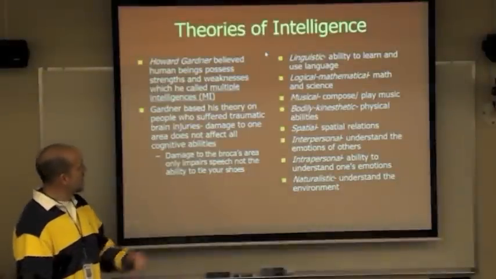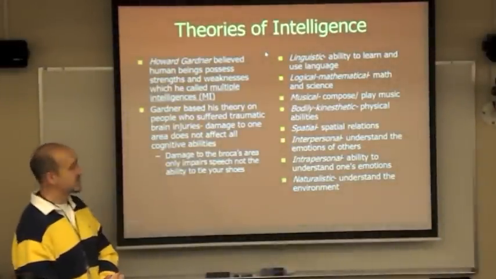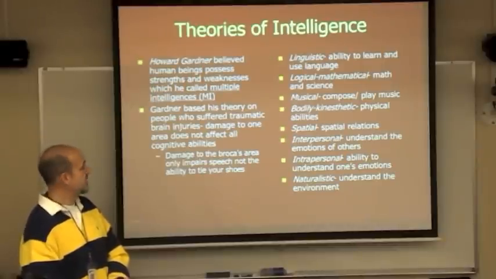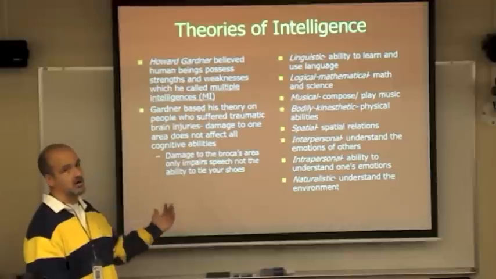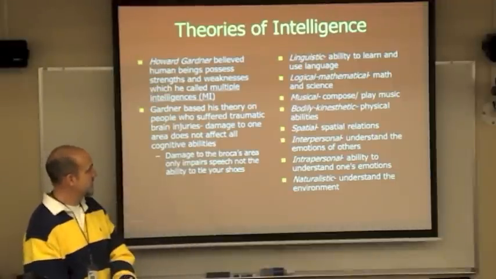Now, another popular theory of intelligence, in fact, a lot of people agree with this one, was Howard Gardner's theory of multiple intelligences. Multiple intelligences believes that there is more than one type of intelligence. Now remember, Guilford had over 180. That was way too excessive. Gardner's theory is pretty practical in terms of dividing it up into the different types of intelligence.